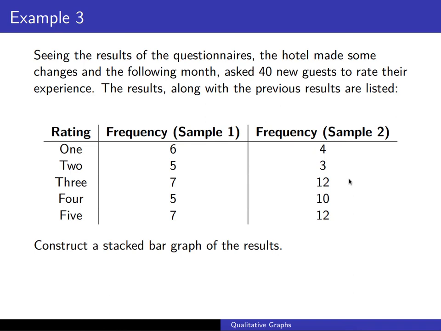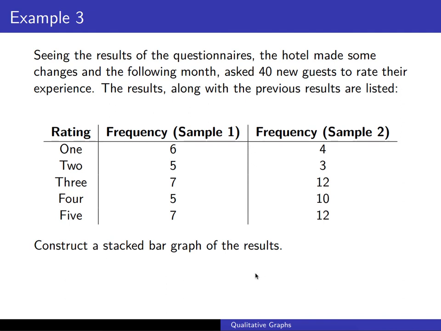All right, example 3. Seeing the results of the questionnaires, the hotel made some changes in the following month and asked 40 new guests to rate their experience. The results, along with the previous results, are listed. So we had our 30 from the first sample and now our 40 from sample 2. Construct a stacked bar graph of these results.